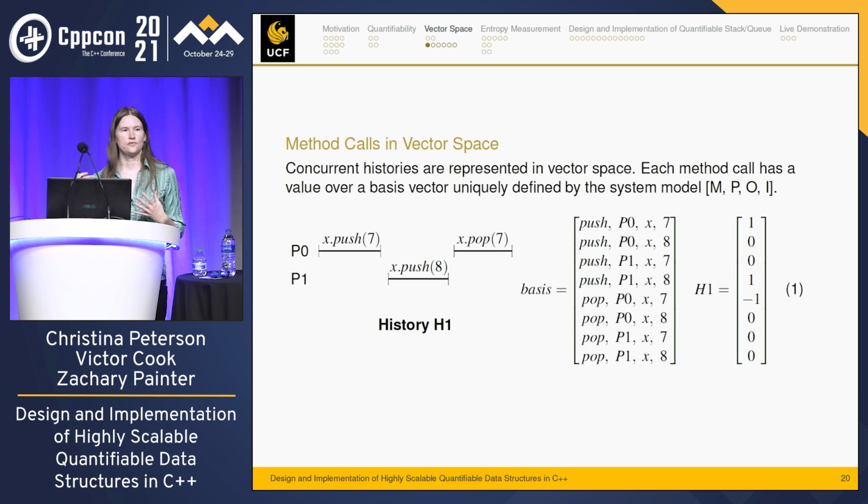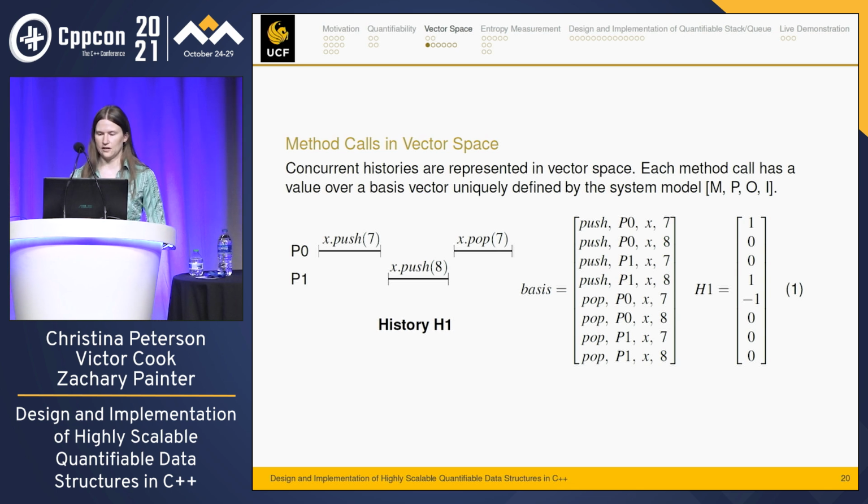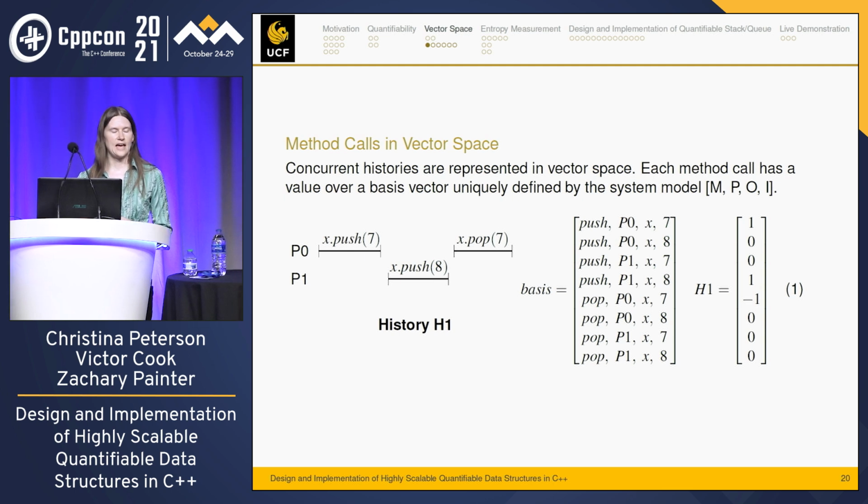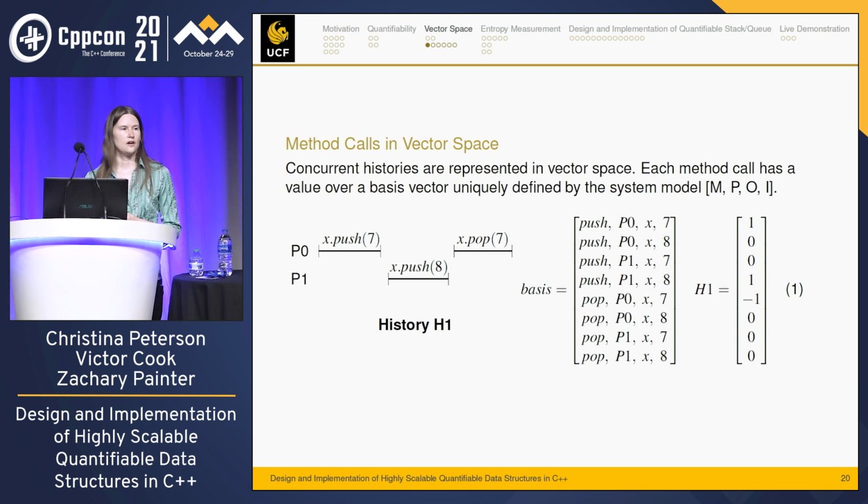So now we want to define what is happening in the history. We look at h1. The first method is push 7 onto x by p0. That corresponds with the first position of the basis vector, and so we set that to 1. Then the next method call is push 8 by process p1. That corresponds to the 4th position of that basis vector, and we set that to 1. And then finally, we have pop 7. That corresponds to the 5th position of the basis vector. We set that to -1.